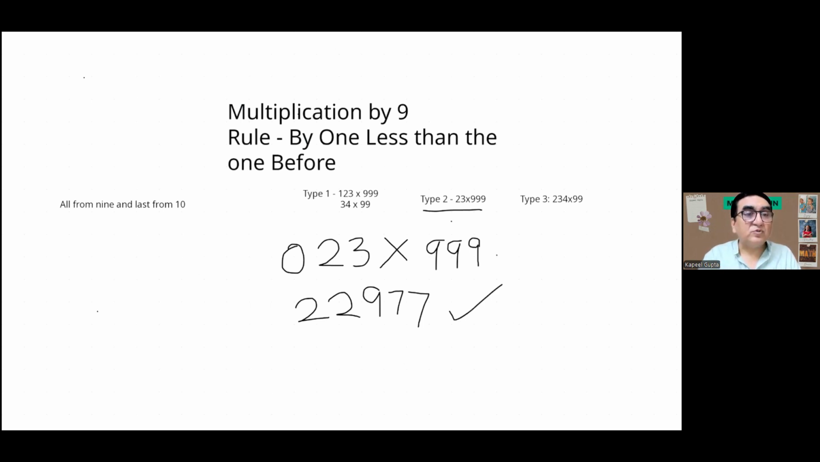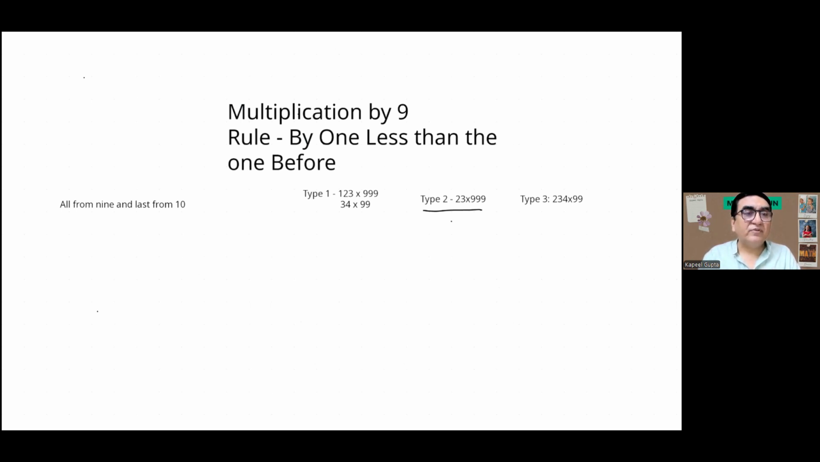Now coming on to the last part of the video, that is type number 3. So obviously, I'm sure you must have understood that in this, the number of digits in the multiplicand, that is 234, is more than your multiplier. So that is the reverse of type 2. Got it? But even this is a very interesting and simple tip.